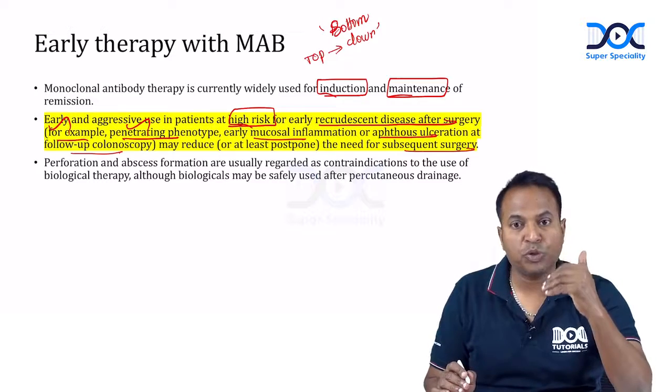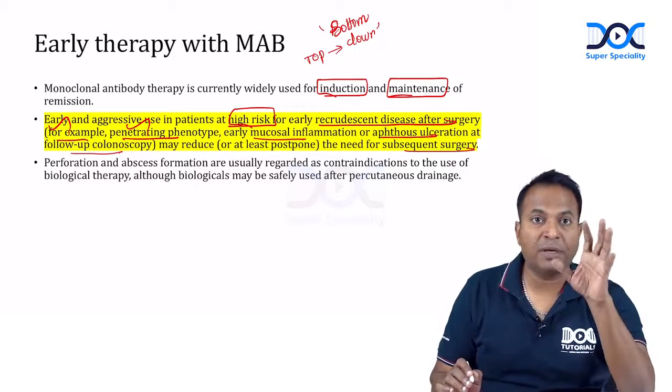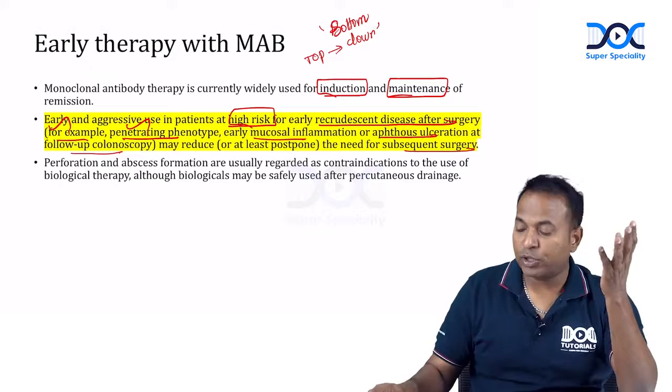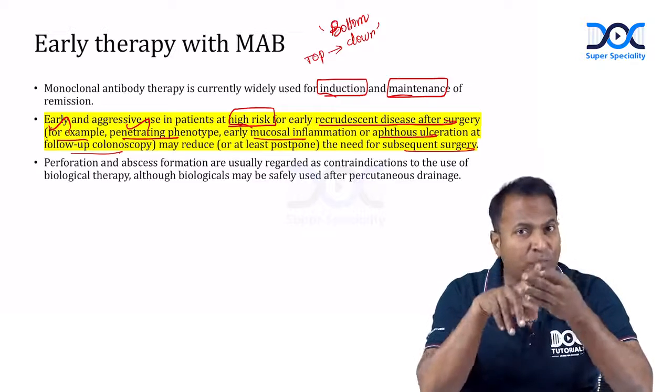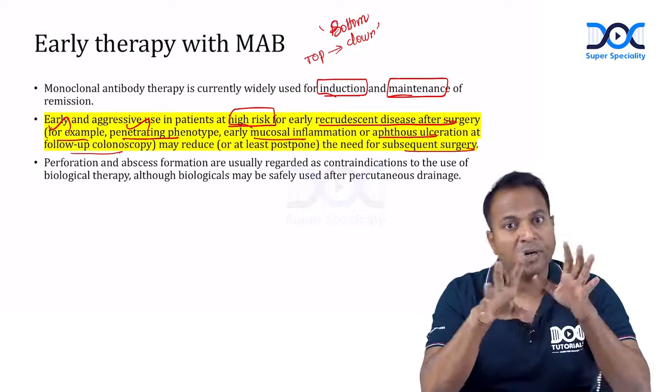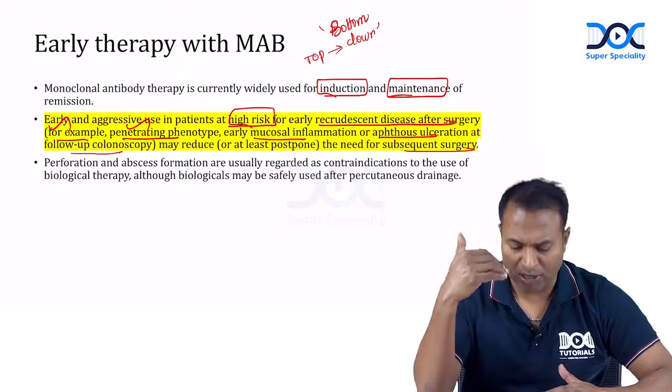Perforation and abscess are usually regarded as contraindications to the use of monoclonal antibody but can be used after drainage. So, where should I not use monoclonal antibodies? In case of active TB, active sepsis, active perforation, active abscess, not in case of drained abscess. Okay, you can use monoclonal antibodies in all other places.